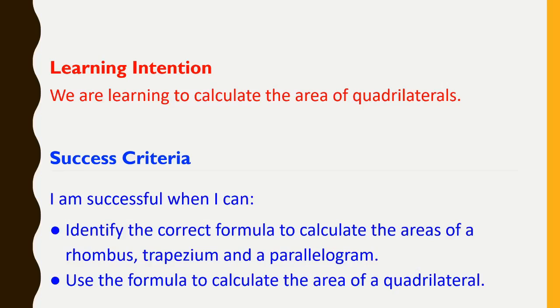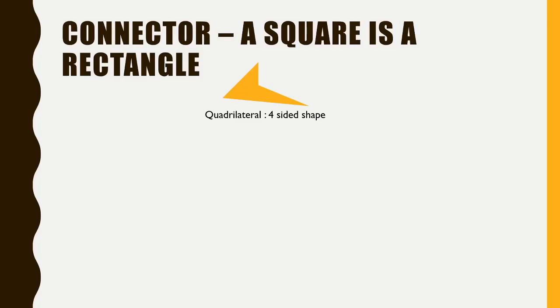Today our learning intention is we are learning to calculate the area of quadrilaterals. Our success criteria is I am successful when I can identify the correct formula to calculate the areas of a rhombus, a trapezium, and a parallelogram, and I can use the formula to calculate the area of a quadrilateral. Now our connector for today, we're going to prove that a square is a rectangle.